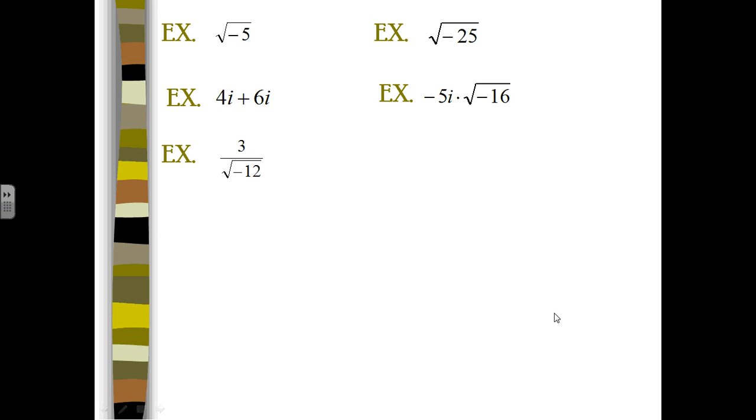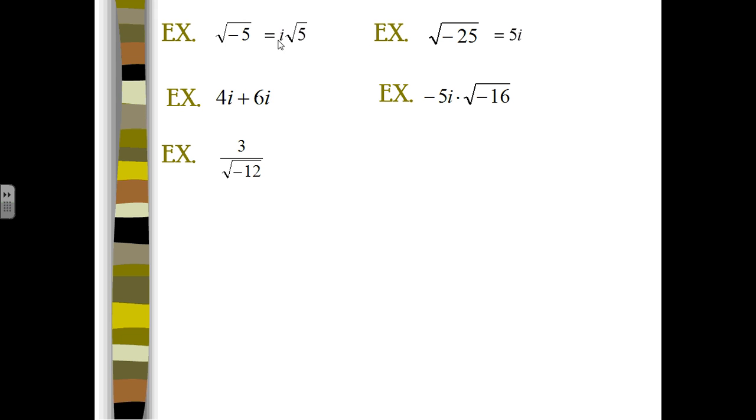Okay, let's look at simplifying some problems. Here's some examples. So we go up here to the first one, the square root of -5. So if you recall, all we have to do is pull out this negative sign and turn it into an i. So we get i root 5. The next one, that negative sign in here is going to turn into an i, but then we can take the square root of 25 and get 5. So our answer is 5i.